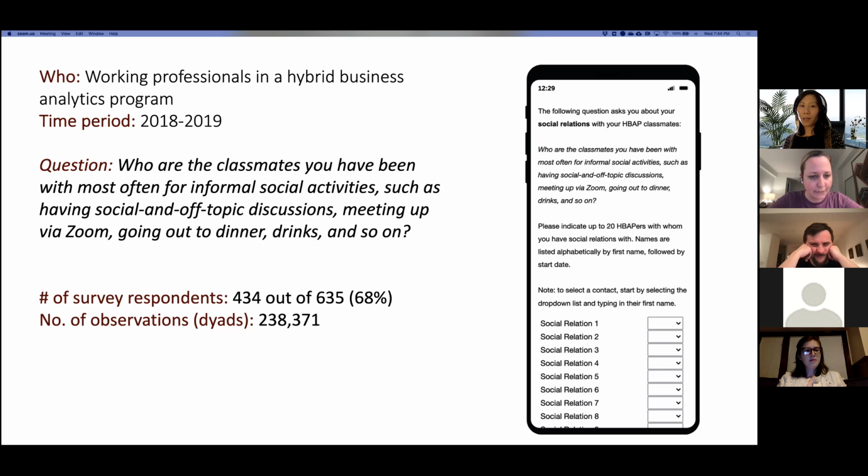One of the things I've been interested in is that there are lots of opportunities for people to interact with one another, but what factors are actually important for people developing real relationships with each other? These are snippets from that research, where we collected survey-based data, and each student reported the types of friends they had in the program. The question we asked was, who are the classmates you have most often been with for informal social activities, such as social and off-topic discussions, meeting up via Zoom, going out to dinner, drinks, and so on.